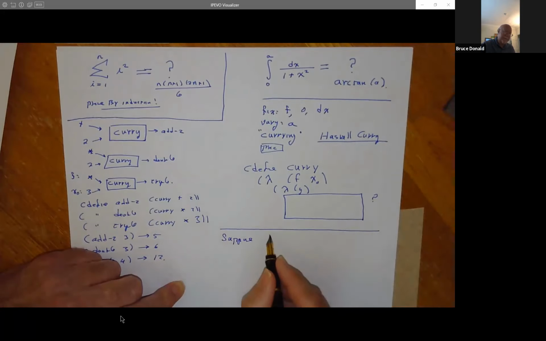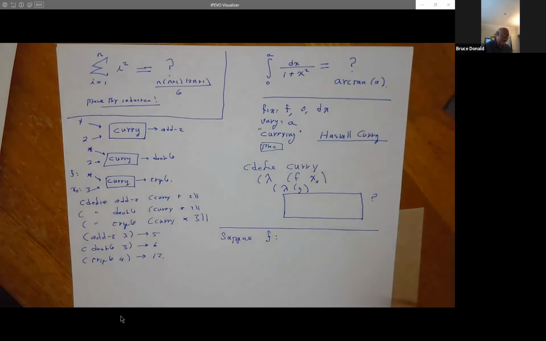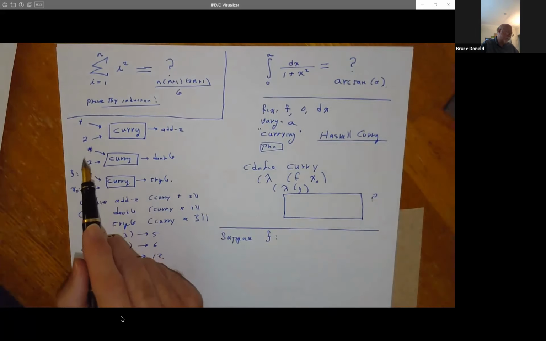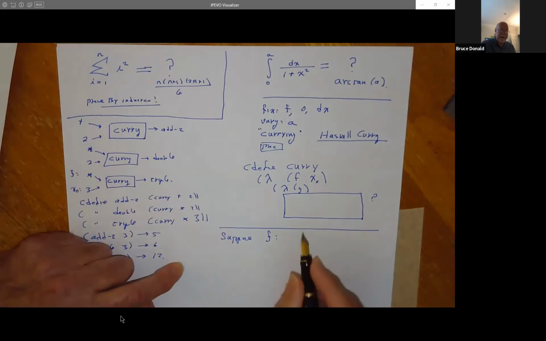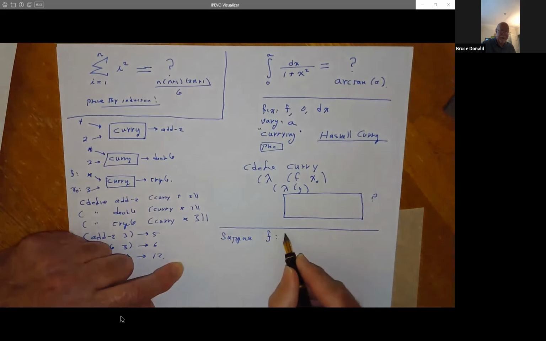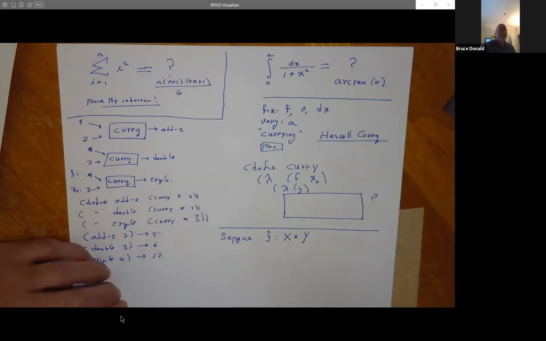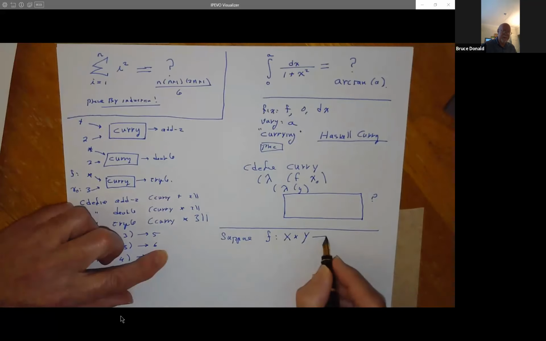We have a function like f, and it takes 2 arguments. And over here, we have functions like plus and times. But suppose for the sake of argument, they could take different types even. That the function f, the first argument is of type x, and the second argument is type y, and I'll say cross here. So it takes one from column A, one from column B. So one from x and one from y, and it returns something of type z.